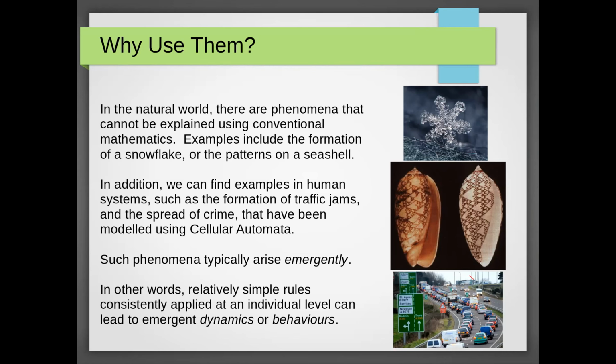So these phenomena that cellular automata can explain arise emergently. They're essentially the product of very simple individual rules that are consistently applied, but which lead to these very complex-seeming emergent dynamics or behaviors. So the way in which a snowflake forms is dependent on very, very simple rules at a very small scale that then create these very wonderful, beautiful, and apparently quite complex patterns at a large scale.